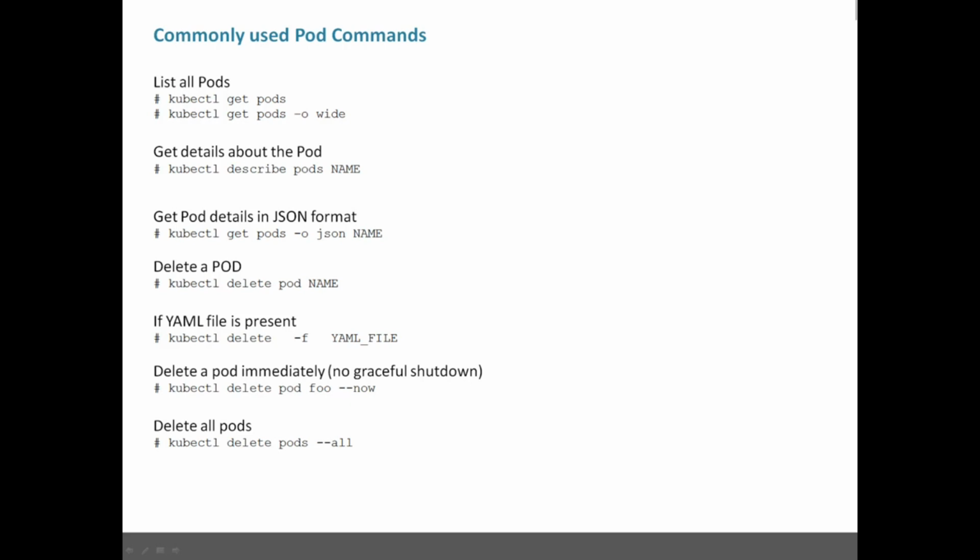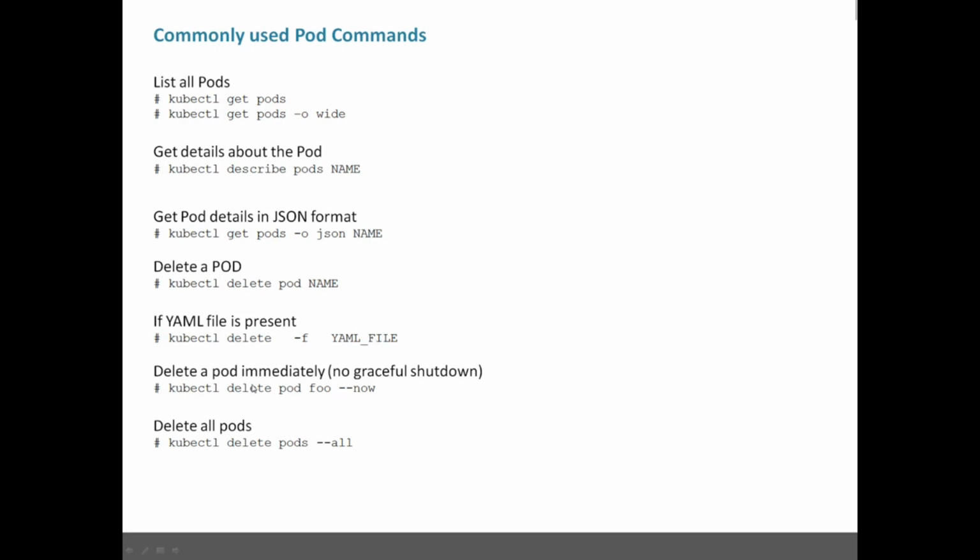Then if you want the output in JSON format, you can run it this way: get pod -o json and the pod name. If you want to delete a pod, you can run kubectl delete pod name. If a YAML file is present, let's say you have created a pod using a YAML file, you can simply delete by specifying the YAML file: kubectl delete -f YAML file.